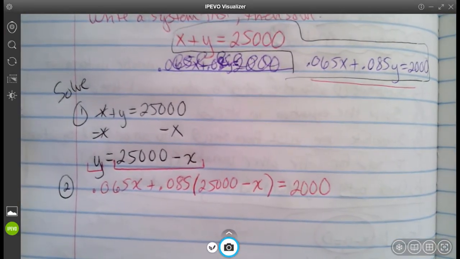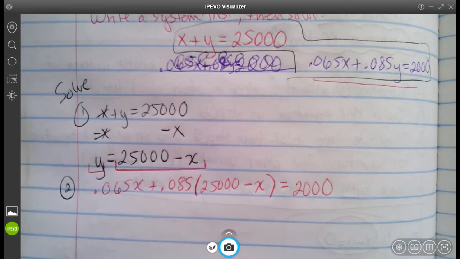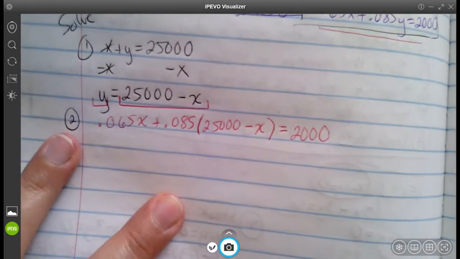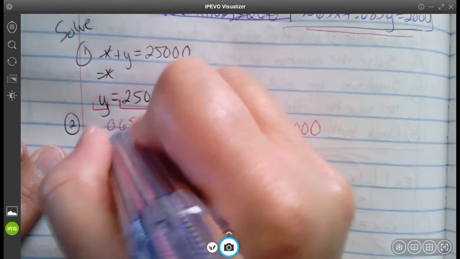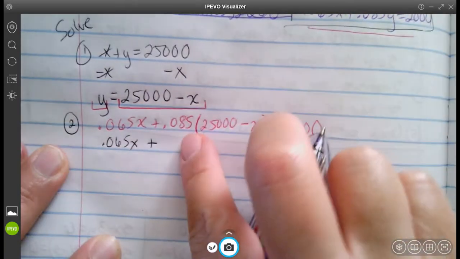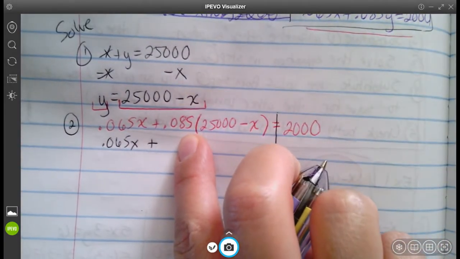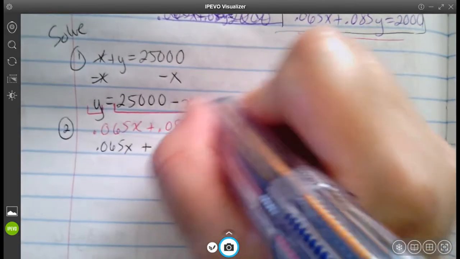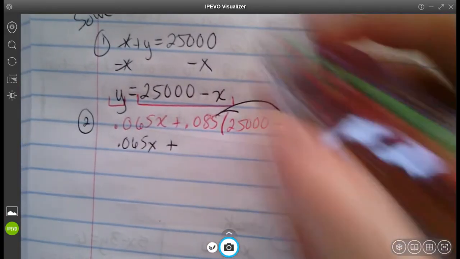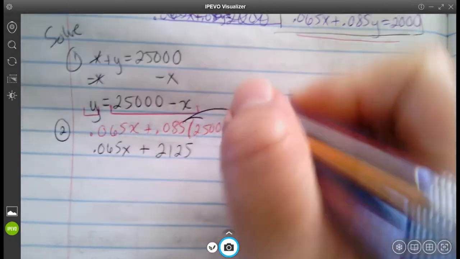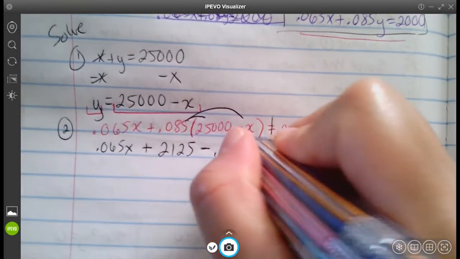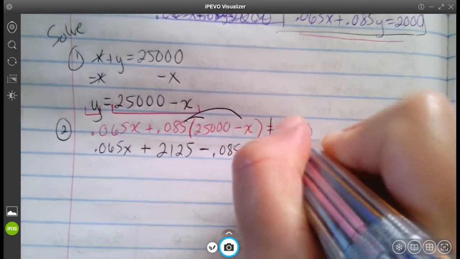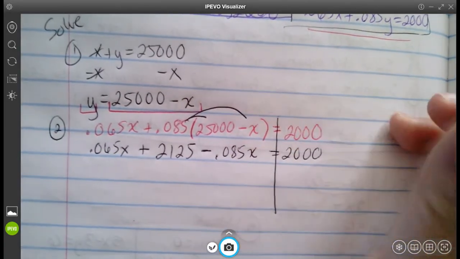What this does is give us an equation where we can just solve for x, with one variable. We know how to do that, so let's go ahead and do that. We're going to solve for x here. We have 0.065x plus we multiply 0.085 times 25,000. So we're distributing. Let me do that really quick. I'm getting 2,125, minus 0.085 times negative x is negative 0.085x, all equal to 2,000.